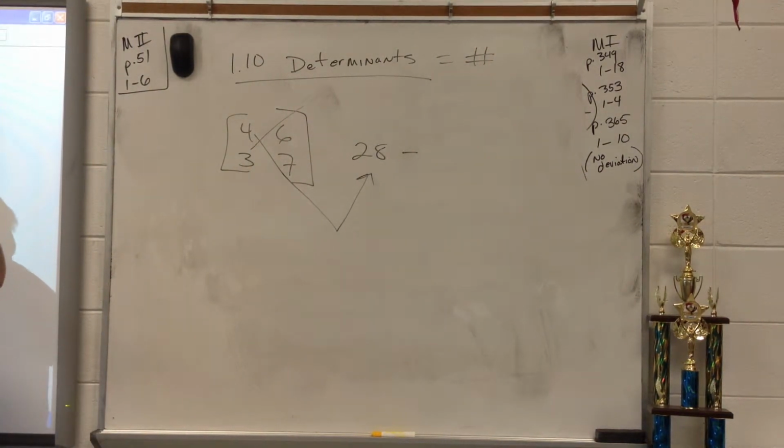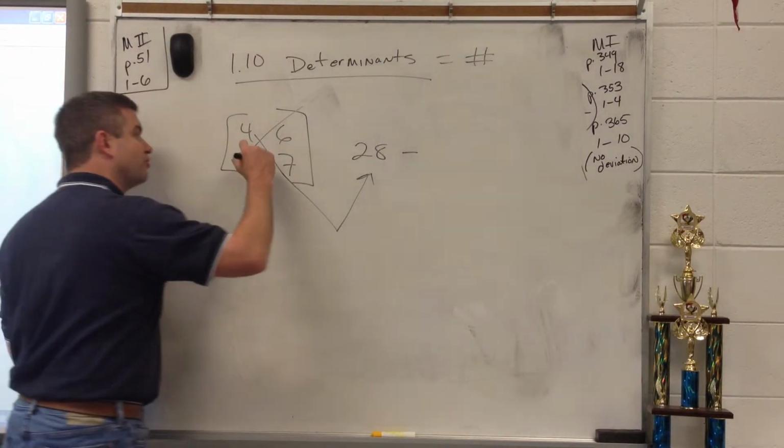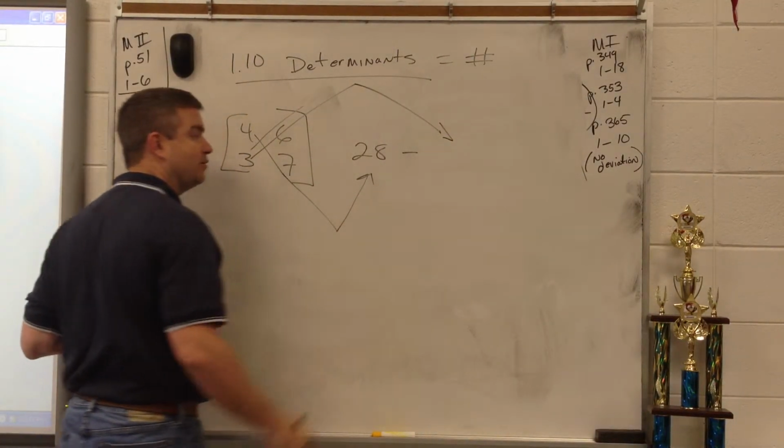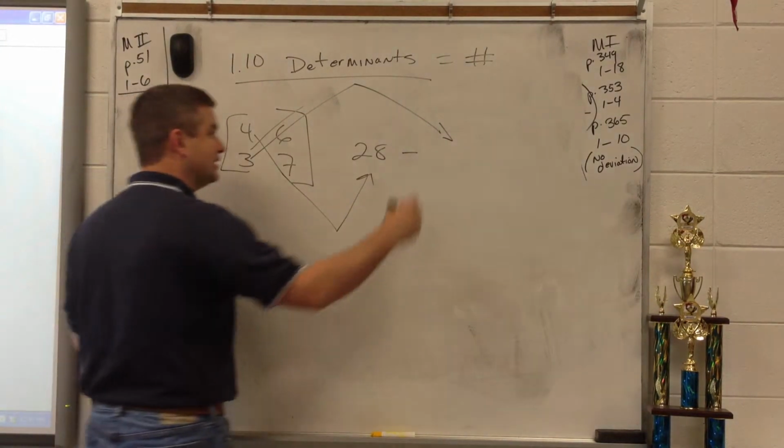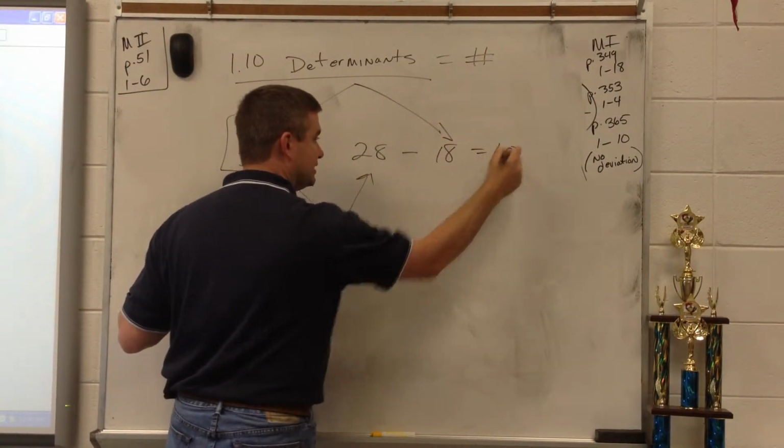The formulas are in your book. What page? 49. You can go back and copy those down later. We're concentrating on the process. Then you do 3 times 6, like I was trying to do to begin with, and that goes in the back. 3 times 6 is 18, so the determinant is 10.